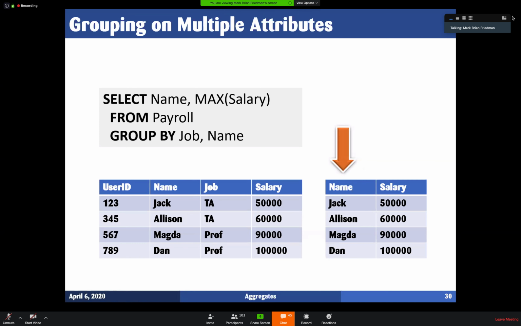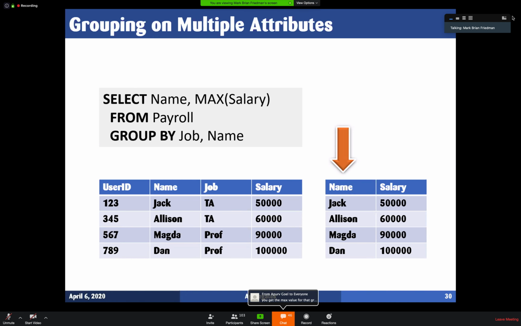If we got two people in the same job named Jack, then we would find the maximum. This query would give you the maximum salary of people with the same name in the same job type. Again, probably not what you were asked, but that's how it would work. SQL is going to execute what you give it to execute. Here, in fact, we're probably not pulling the right thing.